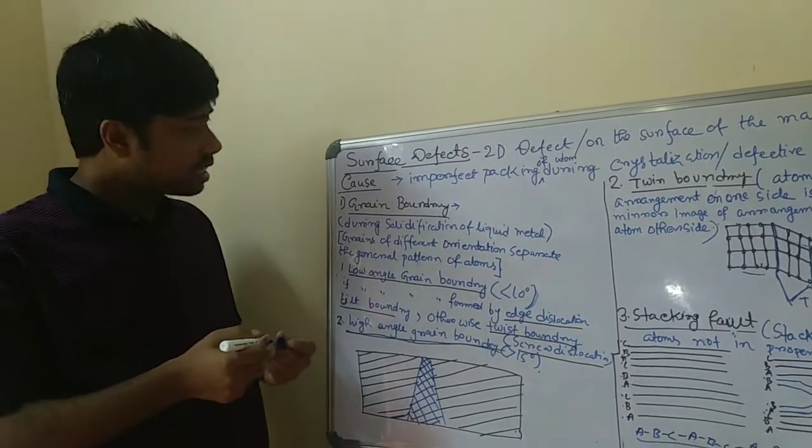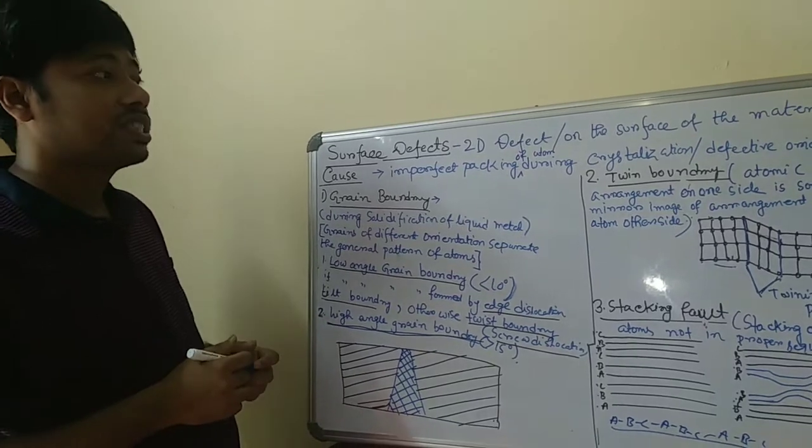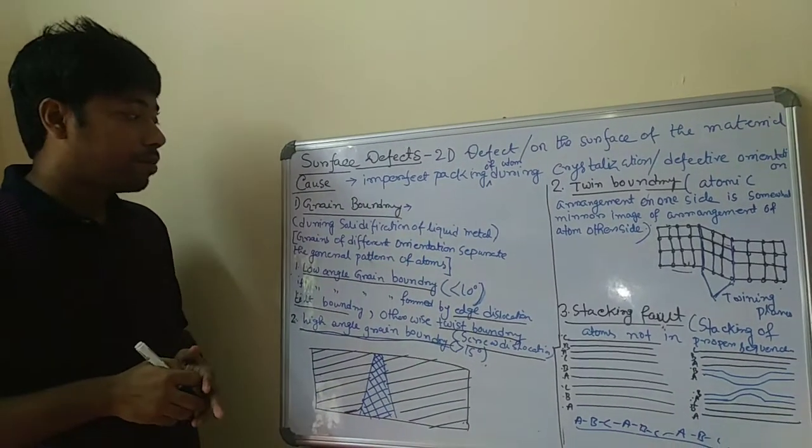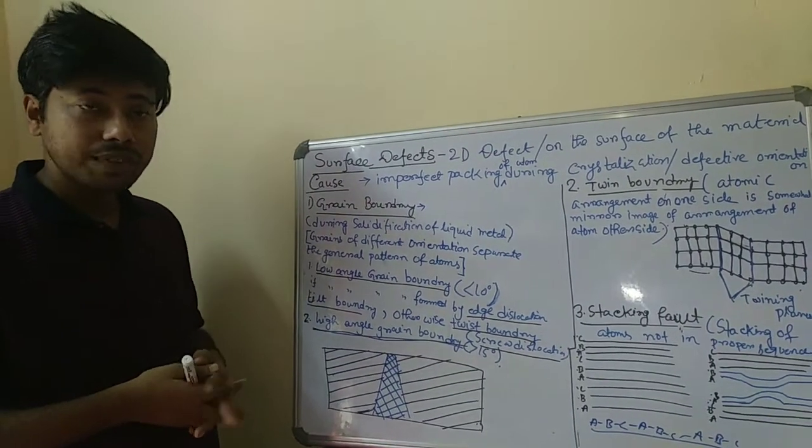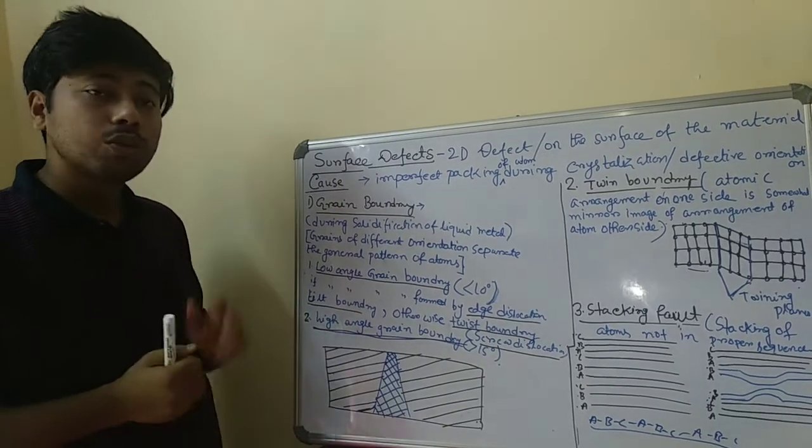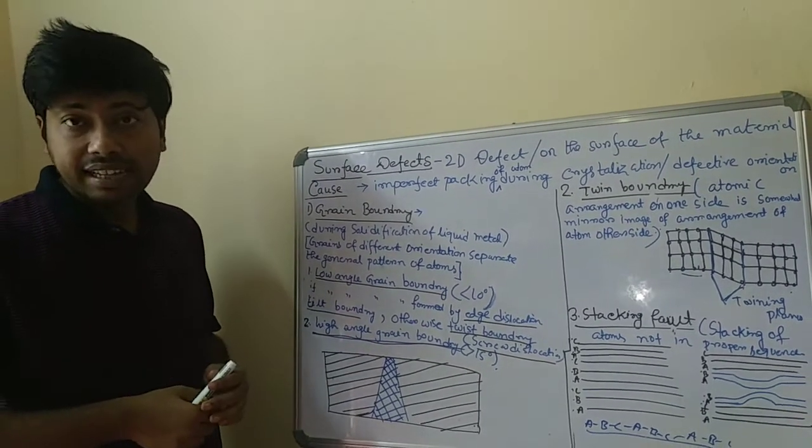Okay, so these are the three types of surface defect which can occur within the surface of the material. That defect is called surface defect. Number 1, grain boundary. Number 2, twin boundary. And number 3, stacking fault.